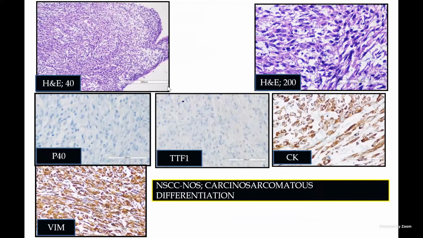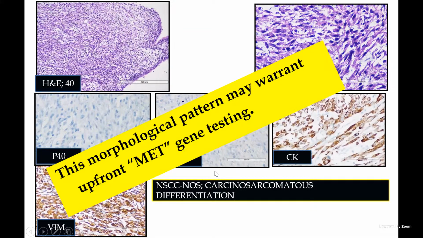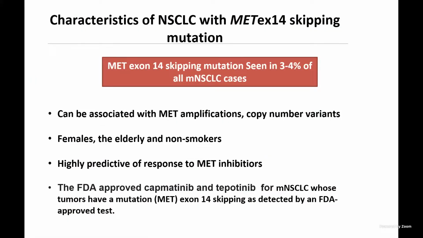So when to anticipate? If you have a sarcomatous differentiation, a tumor which is showing cytokeratin positive but negative for TTF and P40, showing a carcinosarcomatous differentiation, this morphological pattern may warrant upfront MET gene testing. Coming to the characteristics of the MET exon skipping mutation, they are seen in 3 to 4% of all metastatic NSCLC. They can be associated with MET amplification and copy number variants, commonly seen in females, the elderly especially, and non-smokers, but highly predictive of response to MET inhibitors.